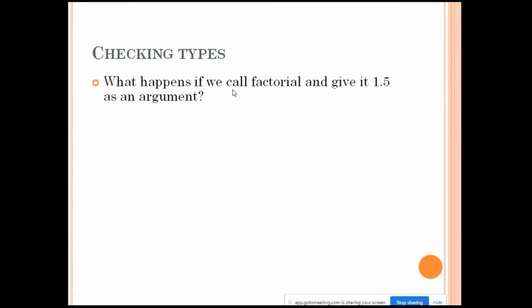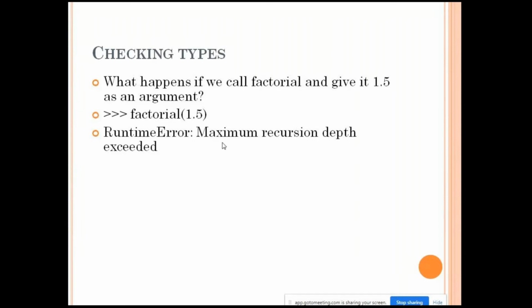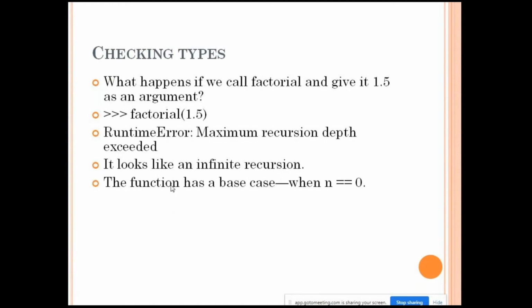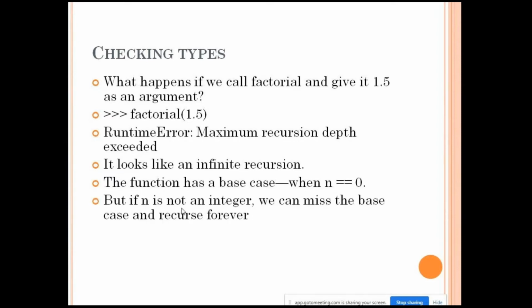Here, what happens? We call factorial of minus 1.5, with 1.5 as the argument. It gives a runtime error, maximum recursion depth exceeded. It looks like an infinite recursion. The recursion base case is when n is equal to 0, but if n is not an integer, we can miss the base case and recurse forever. If n is an integer, it will execute successfully.